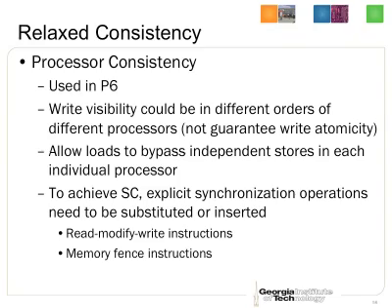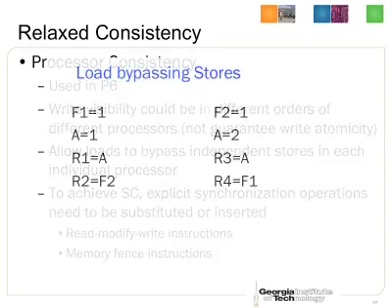We talk about one example here, processor consistency. This is used in Intel's P6 architecture, which is Pentium Pro. The write visibility could be in different orders on different processors. There's no guarantee of write atomicity. It allows loads to bypass independent stores in each individual processor. So to achieve sequential consistency, you have to use explicit synchronization operations in your program. You can use read-modify-write instructions, or memory barrier or memory fence instructions.